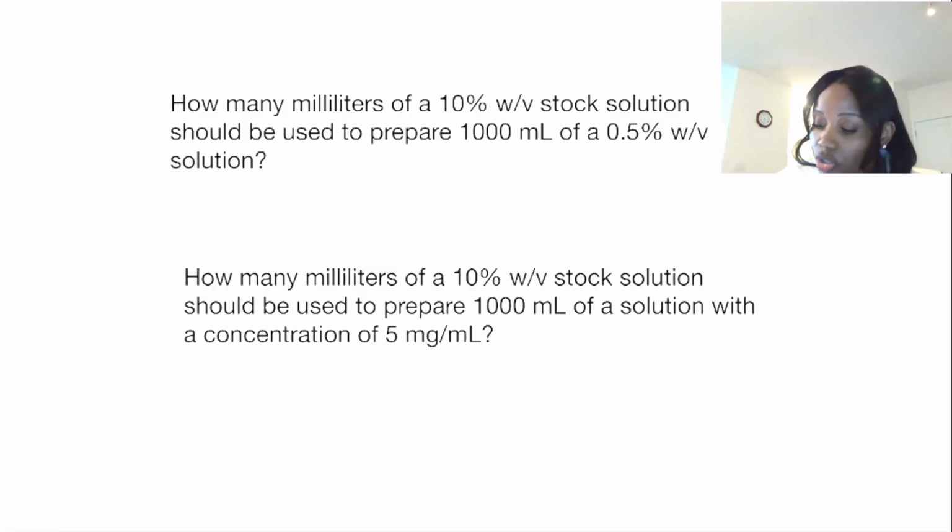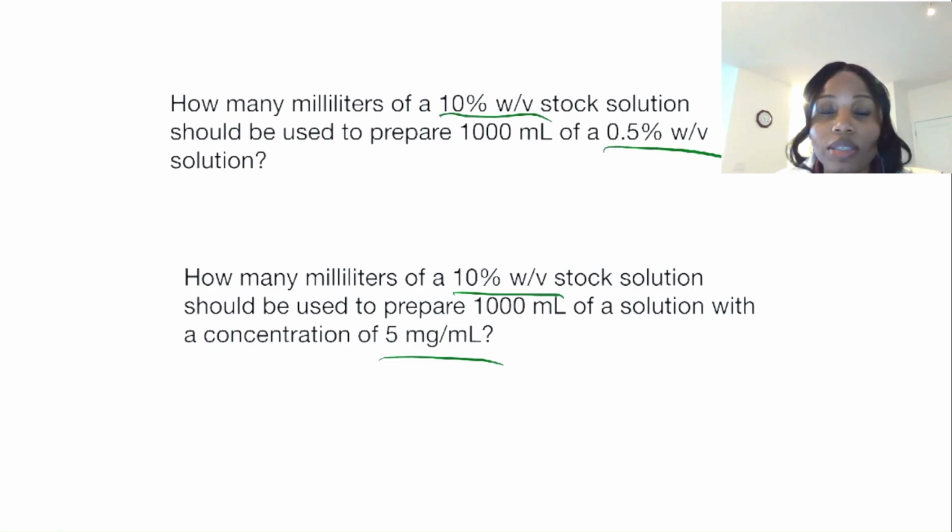The first concentration is in percent, weight in volume. This concentration is in milligram per ml. See how with the first problem, both concentrations were in the same unit? You didn't have to do anything. Here, with this problem, one concentration is in percent weight in volume. The second concentration is in milligram per ml. That means you have to do some conversions first. Either you convert that 10% weight in volume to milligram per ml, or you convert that milligram per ml to percent weight in volume before you use that formula. So you have to make sure that the two units match.